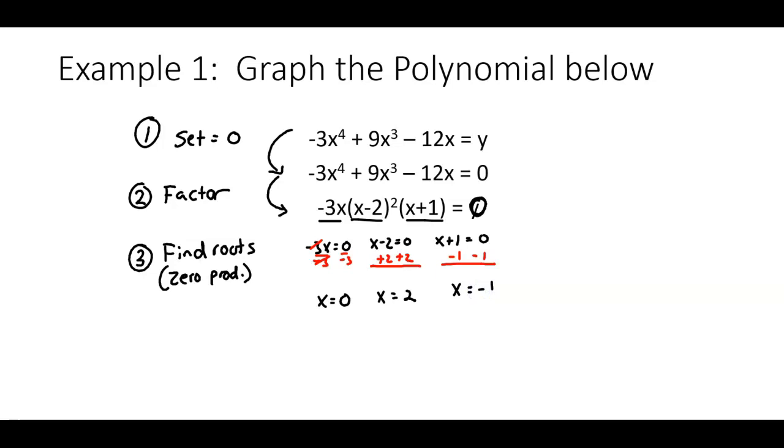That's where it touches the x-axis. So I already know something now about my polynomial. I know that it touches the x-axis at 0, at 2, and at -1. And so now I'm going to do step 4, which is where we get to talk about multiplicity.